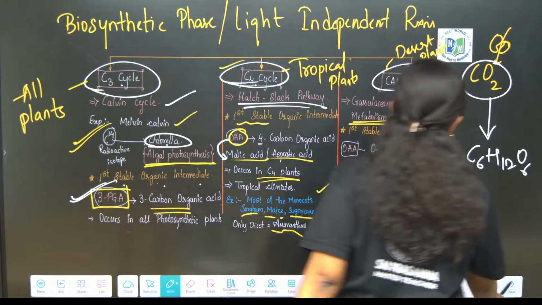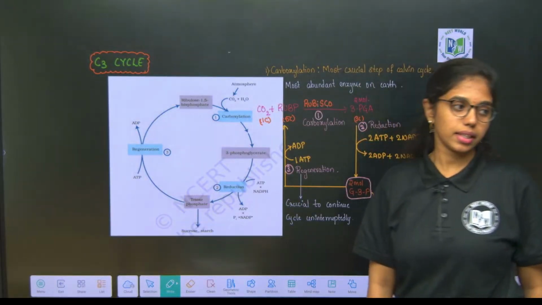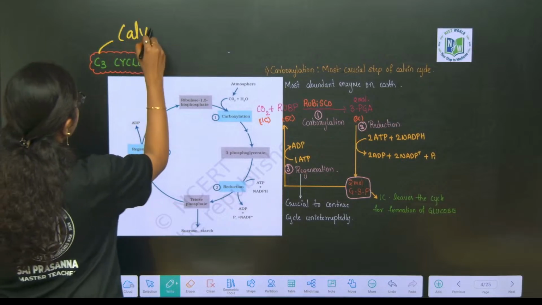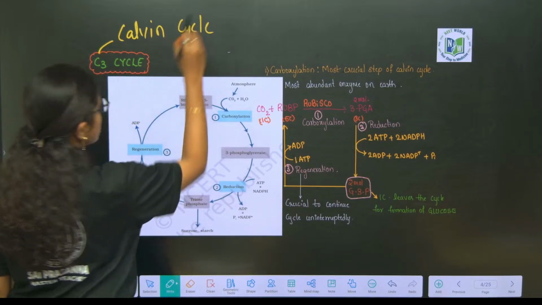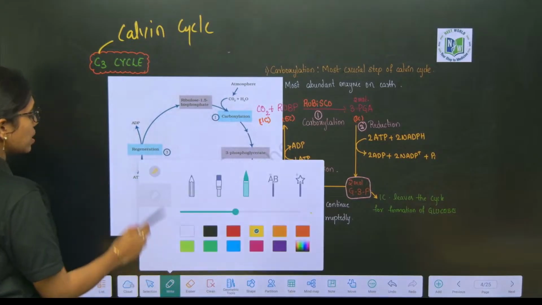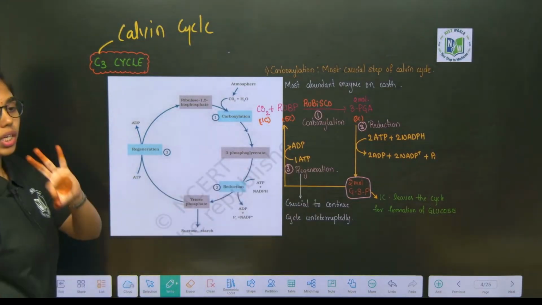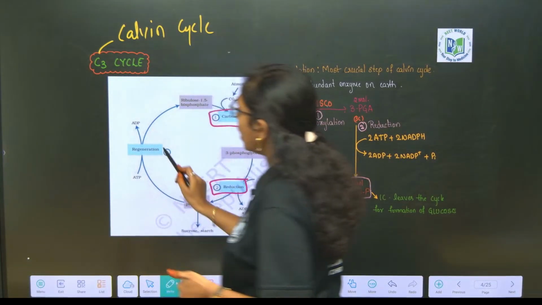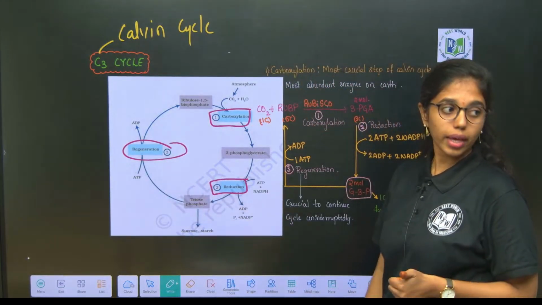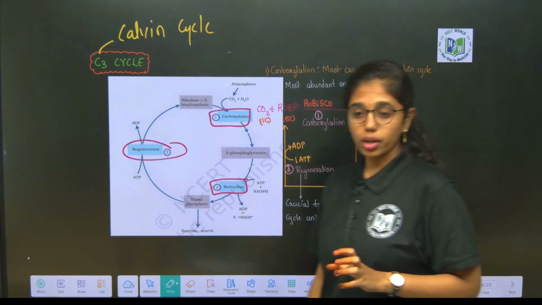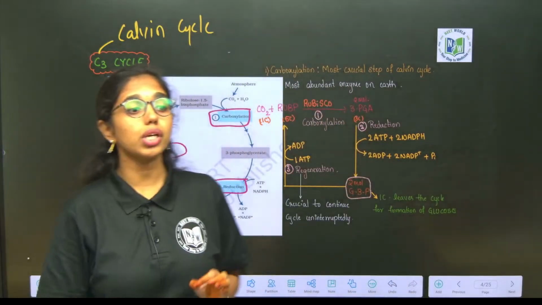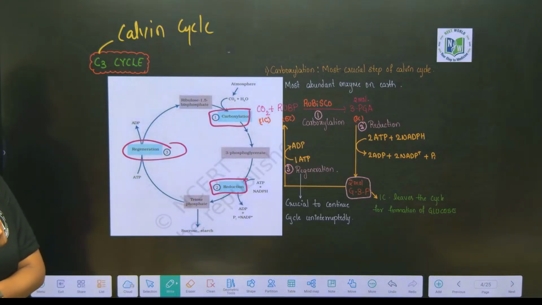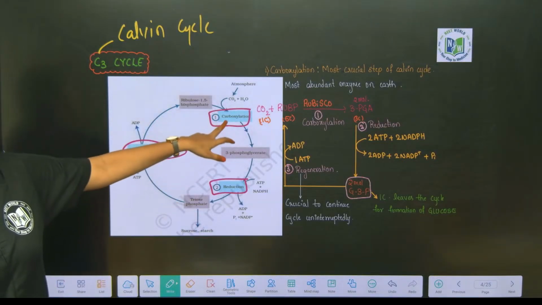So next, first let us begin with the C3 cycle. The C3 cycle is also called what? Calvin cycle. Named after which scientist? Melvin Calvin. So this C3 cycle takes place in 3 steps. First is carboxylation, second is reduction, and third is regeneration. If a statement comes in your exam asking which is the most crucial step in the C3 cycle, amongst these 3 it is carboxylation.